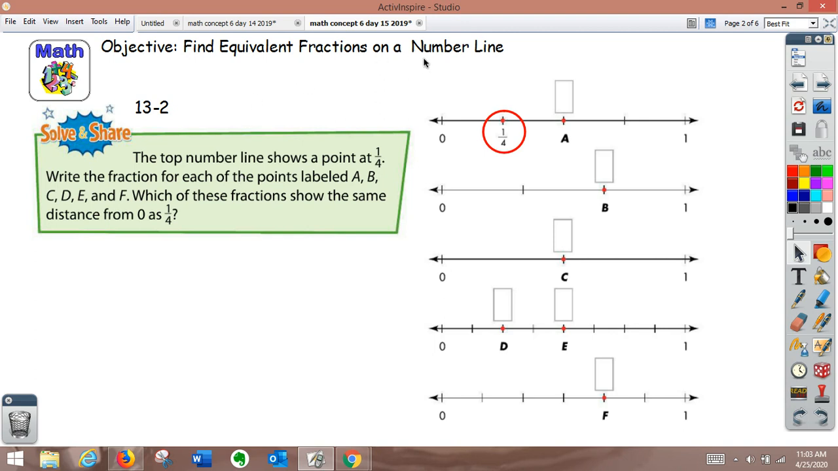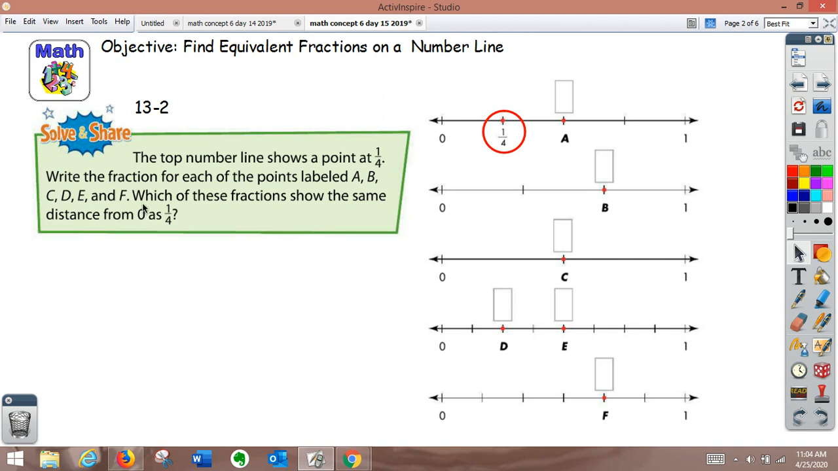Find equivalent fractions on a number line. The top number line shows a point at 1/4. Write the fraction for each of the points labeled A, B, C, D, E, and F. I need to put a fraction in each of those boxes.